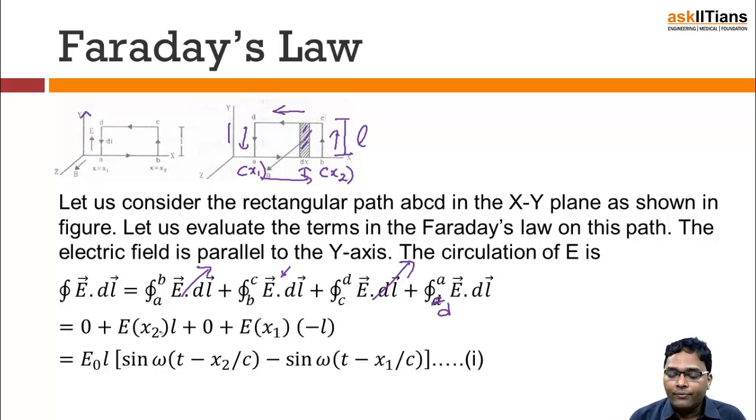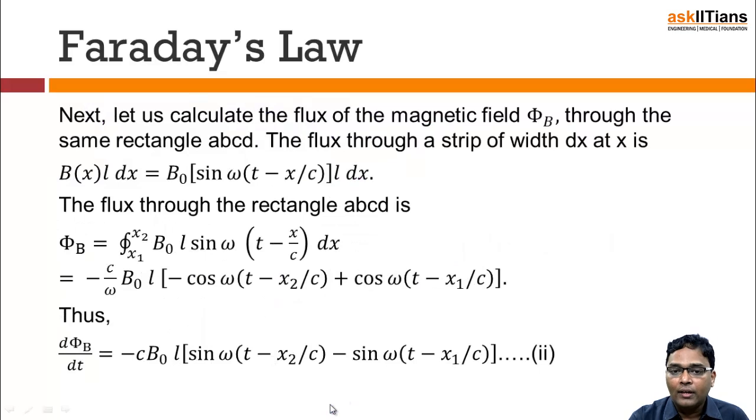So as a result, we'll get E(x2)L minus E(x1)L, right? If we substitute that, we'll get E naught L [sin(omega t minus x2 by c) minus sin(omega t minus x1 by c)]. So this is going to be the expression. But let's go further and try to find out the flux.